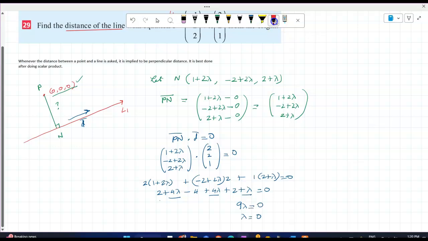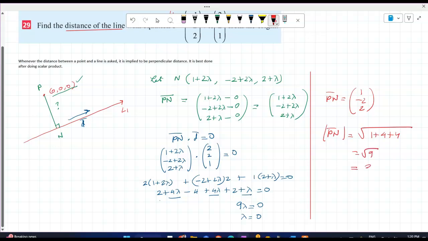0. Now what do you do with lambda equal to 0? You put it in Pn, and that will give you the vector Pn: 1, minus 2, 2. Now you find the magnitude of this, and that will be your distance. So x square plus y square plus z square, root 9. So the shortest distance is 3.